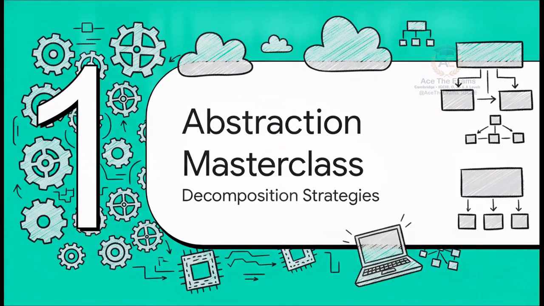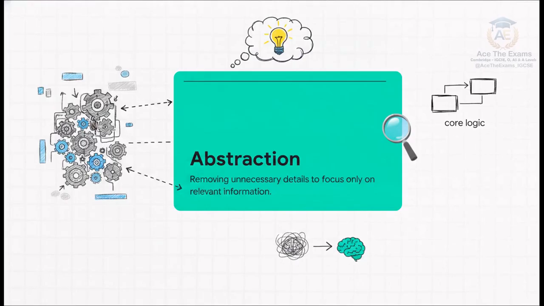All right, moving into our first section, Abstraction and Decomposition Masterclass. To stop losing marks, you've got to stop thinking like a student reading a textbook and start thinking like a programmer designing a system. And that begins with these two foundational tools. First up is abstraction. This is simply the act of removing unnecessary details to focus only on the relevant information needed to solve a problem.